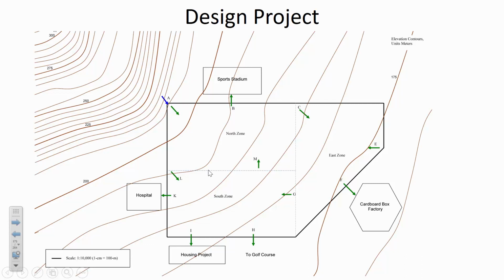Oftentimes in engineering design, before you do the full finished plan that you're going to take to actually construct in the field, it's fairly common to do what's called a 30% design. In a 30% design, you're just doing a quick placeholder design so that you have a rough idea of how big things are going to need to be.